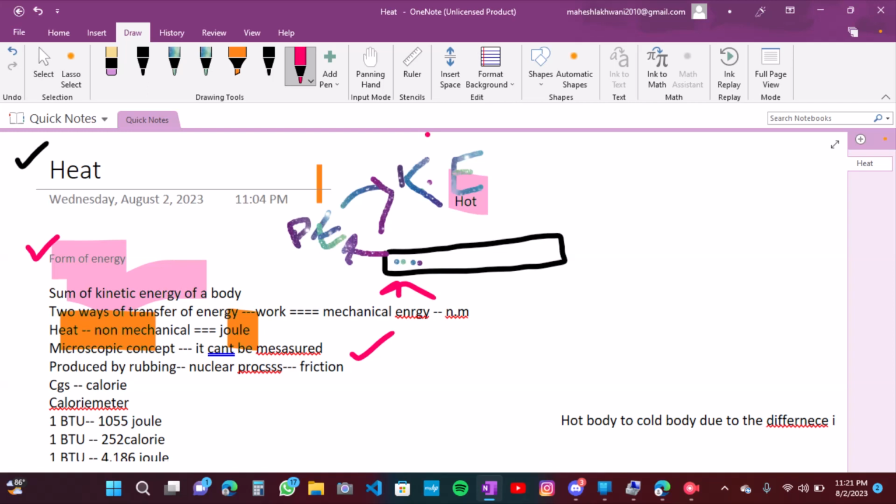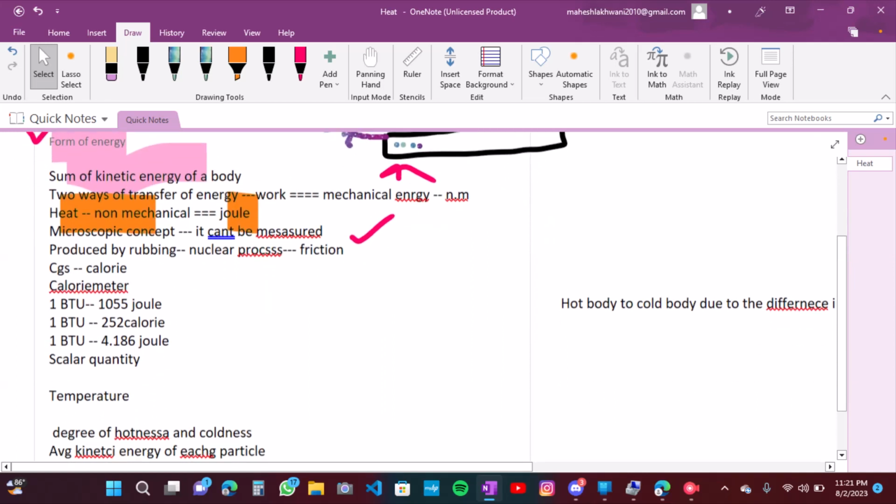If you rub your two hands, you will feel some kind of hotness. That hotness is basically this heat. Now, in the CGS system, the unit of heat is calorie, and the instrument which is used to measure this heat is known as calorimeter. Okay, now there are certain other units of heat as well, right?